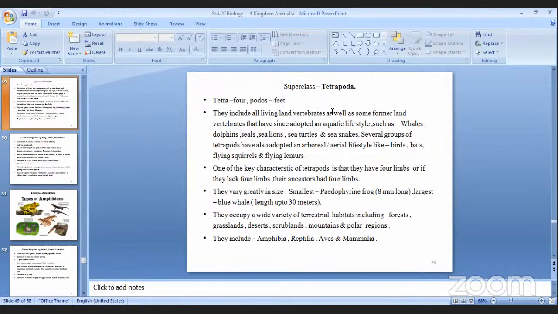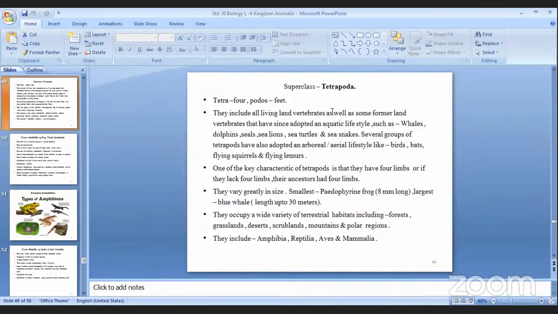flying lemurs. Clear? So the next point is, one of the key characteristics, I've told you that they have 4 limbs or they have ancestors with 4 limbs. Clear? Then next, they vary greatly in size. Yes, this is very interesting, students. They vary in size. The smallest is 8 mm long, a type of frog known as Paedophryne frog. And the largest may have a length of up to 30 meters, for example, the blue whale.